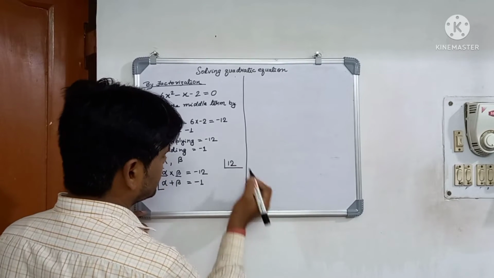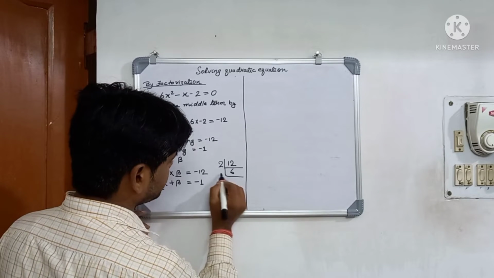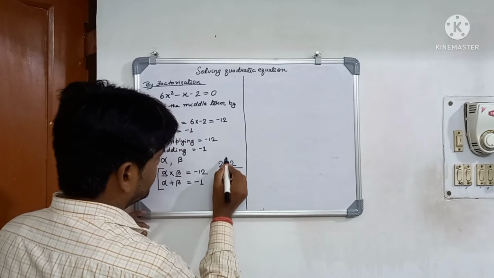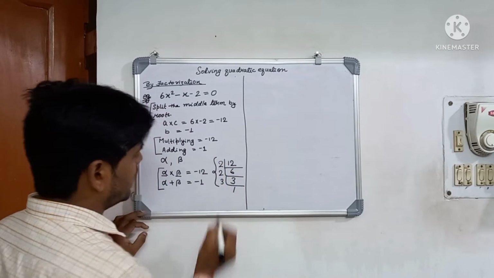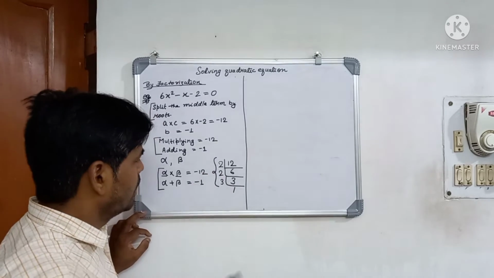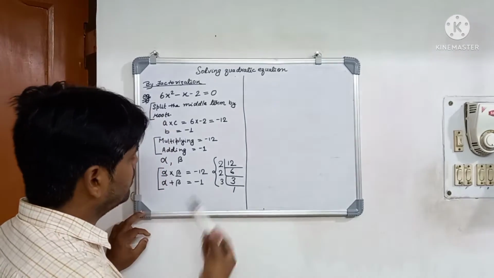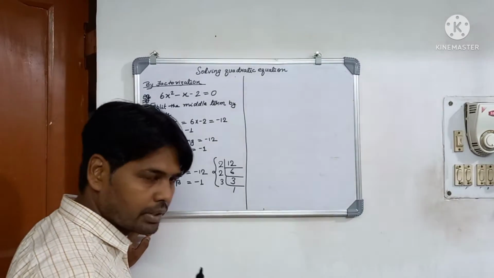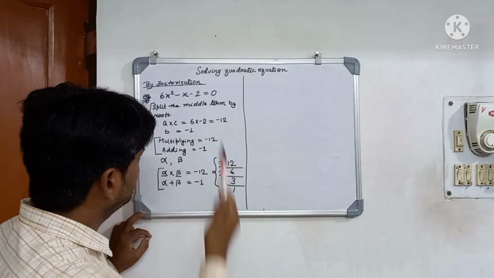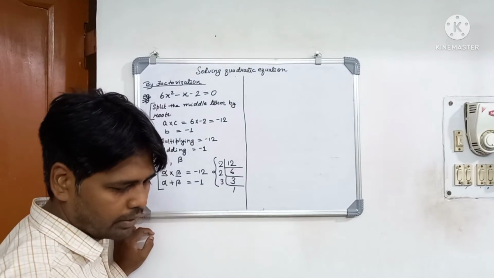I am going to factorize this using the prime factorization method, that is 2, 6, 2, 3, again 3 with 1. So these are the values we have obtained as the prime factorization: 2, 2, 3 and 1. We have to arrange these factors in such a way that on multiplication they provide a value equal to 12, and on adding they produce a value equal to 1, that is -1.